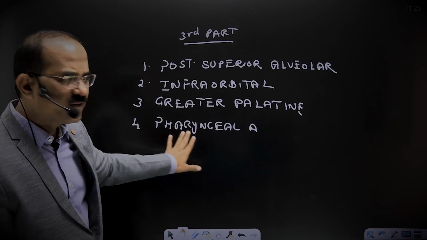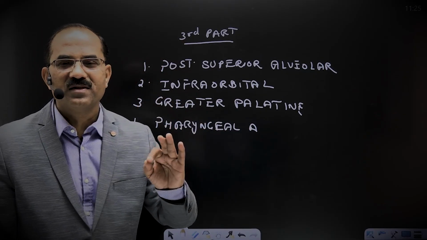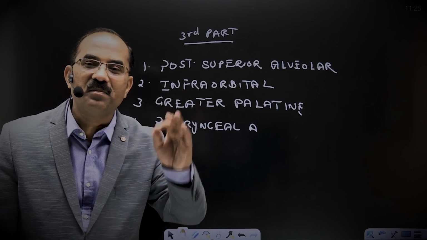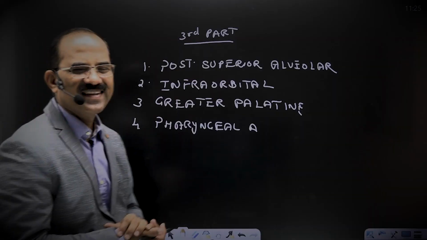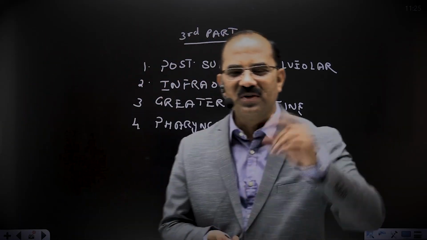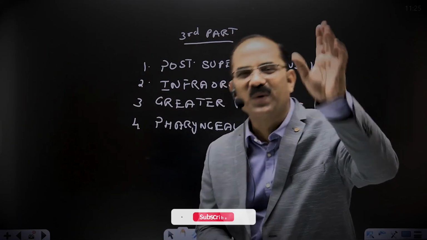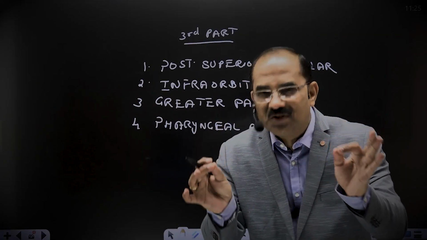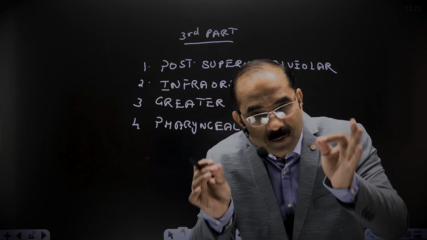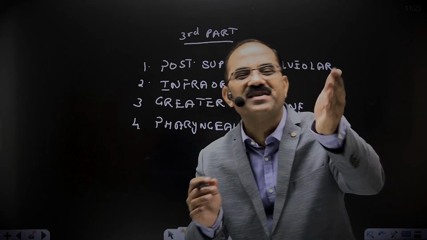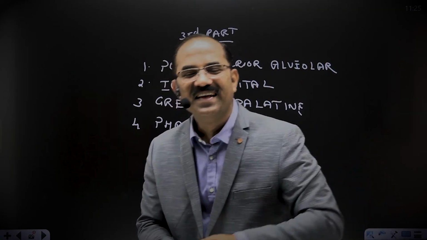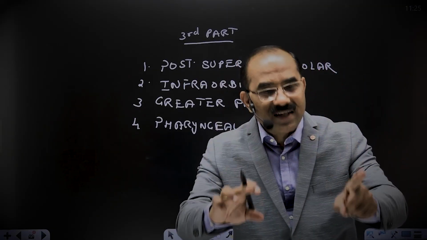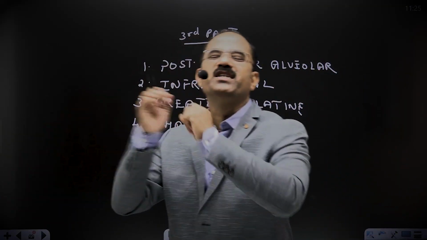Students, very important. MCQ comes. Pharyngeal artery is a branch of? Students, write it as external carotid. External carotid. Remember, the branch of external carotid with the name pharyngeal in it. What is that? It's ascending pharyngeal. So ascending pharyngeal artery is a branch of external carotid.